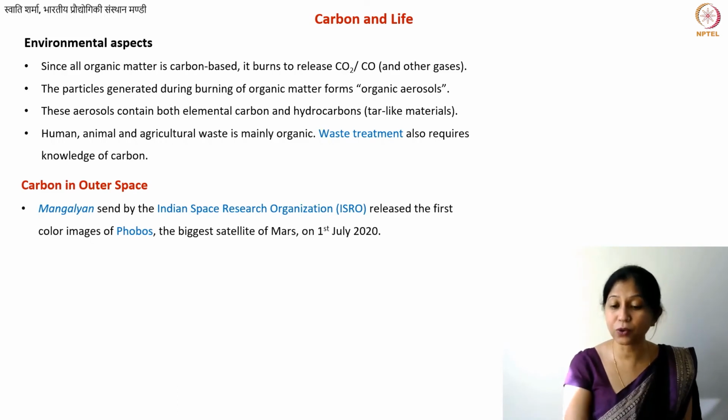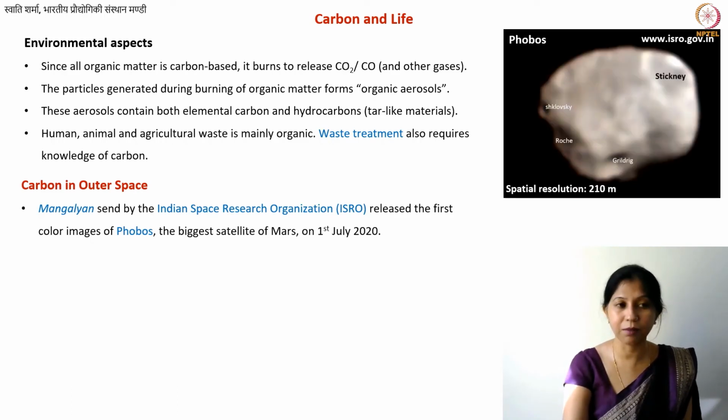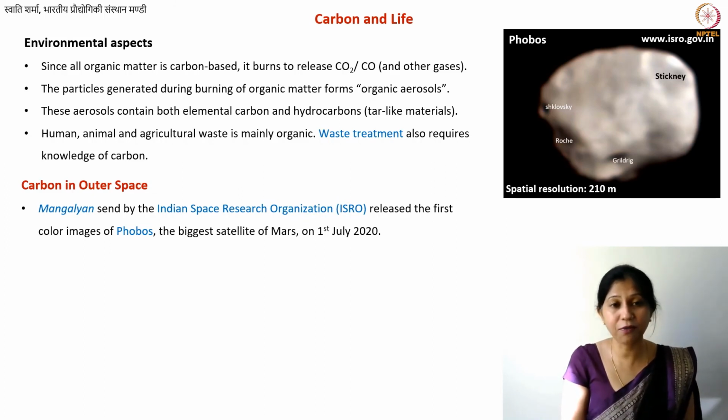Okay, so now carbon in outer space. I already told you a few things about it. Carbon-based materials have been found outside of the Earth. Very interestingly, this is a picture I have taken from the ISRO website, so you can go on the website and maybe read more details about it. This is a picture taken by Mangalyaan, and this picture is of one of the satellites of Mars, which is known as Phobos. And this is actually a recent picture. Just in July 2020, the Mangalyaan took this picture, and this is the first time any color picture of Phobos was taken, by the way.